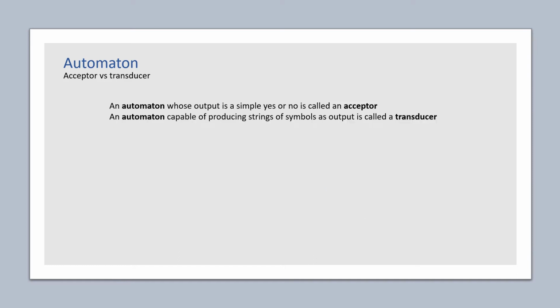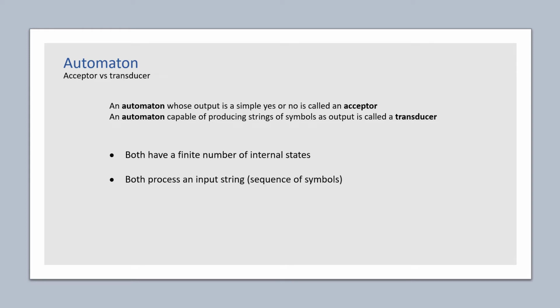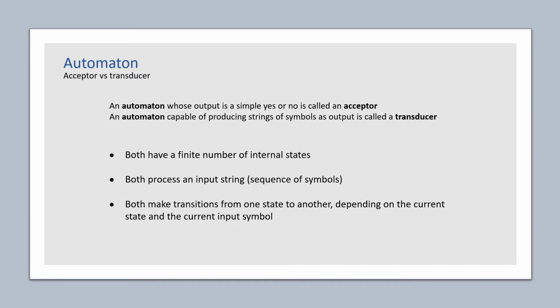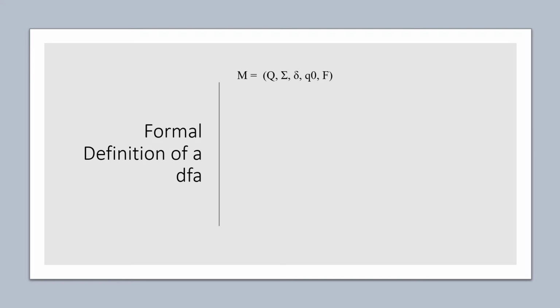All right. So this is just some differences again about a transducer versus an acceptor. They both have a finite number of states. They both process an input string, in other words, a sequence of symbols. They both make transitions from one state to another. So again, you process the strings from left to right, and they both produce some output. But for an acceptor, the output is just going to be accepting or not accepting, while a transducer actually will produce output.